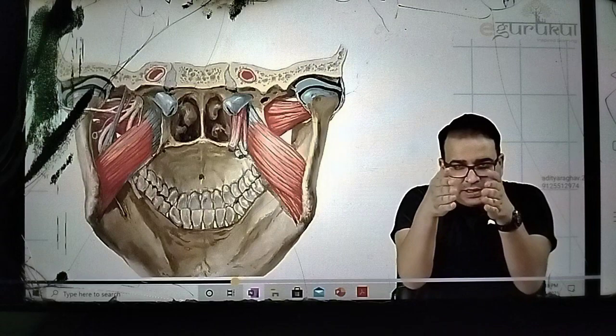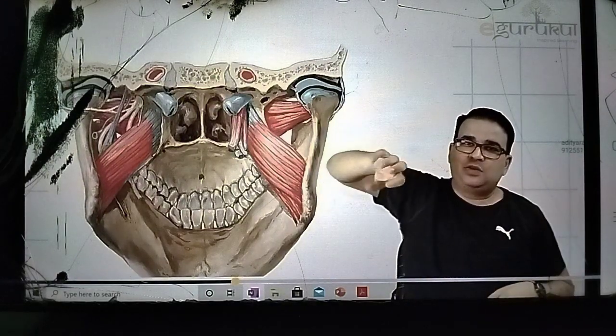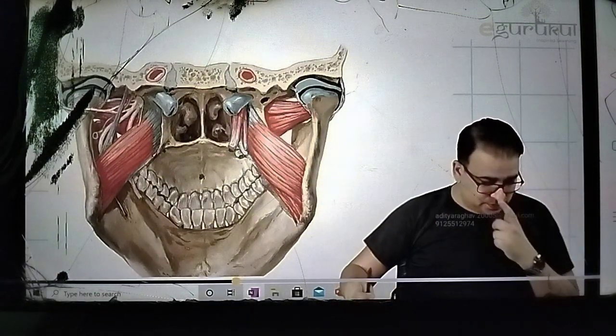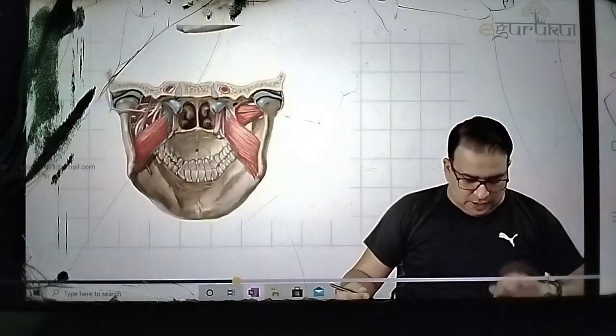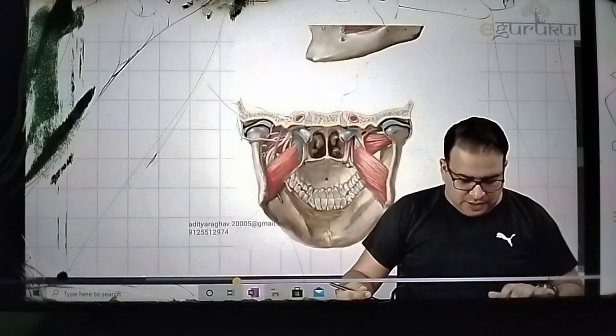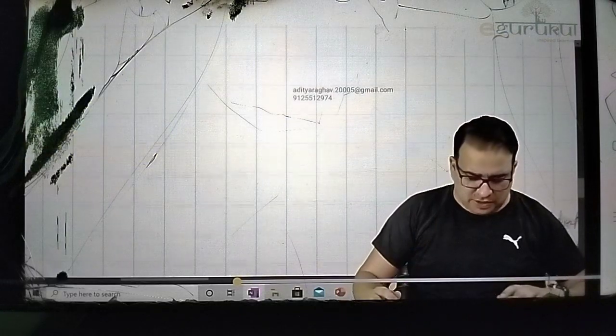an origin which is more medially placed and the insertion is coming more toward the outside. So if one side's muscles are contracting, they will take the mandible to the other side. Okay. So if you understood this part here, let me write down about the lateral pterygoid first and then we'll discuss the medial pterygoid. Let's take them one by one only.